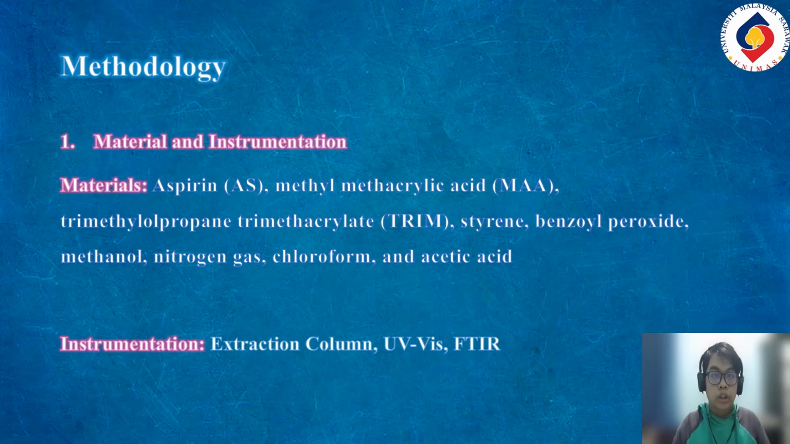Material used to synthesize MIP are aspirin, methyl methacrylic acid, trimethylpropane trimethylacrylate, styrene, benzoic peroxide, methanol, nitrogen gas, chloroform, and acetic acid. Instrument required to determine the characteristic of MIP and the analysis of binding reaction between MIP and the aspirin are extraction column, UV visible light spectrophotometry, and FTIR.